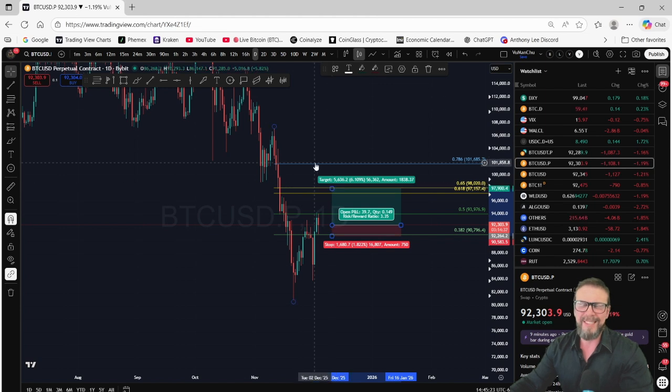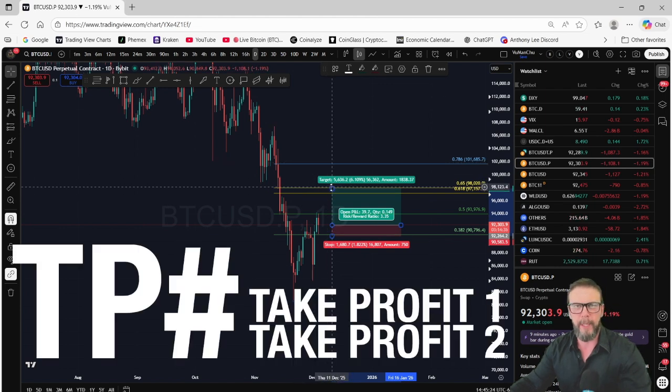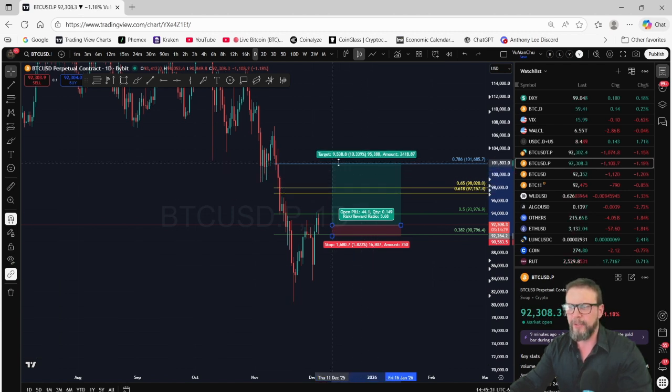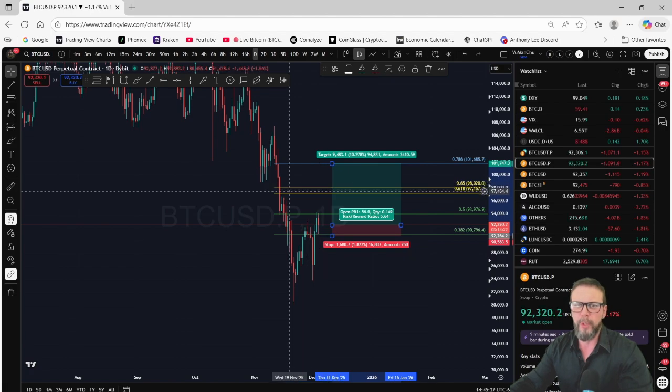And you also may see TP1 and TP2. That's for a take profit 1 and a take profit 2. You may want to take partial profit here at the golden pocket and then a TP2 or a second take profit here at the 0.786. Those are a couple of other common acronyms you're going to see with regard to trading.